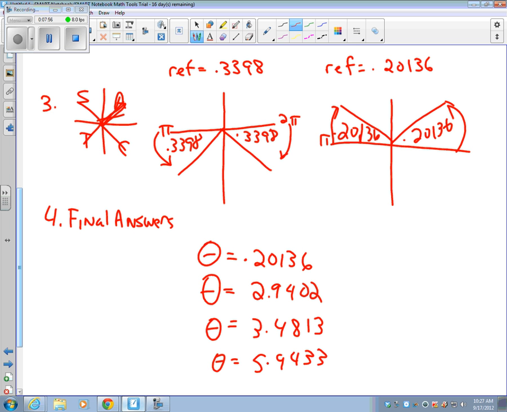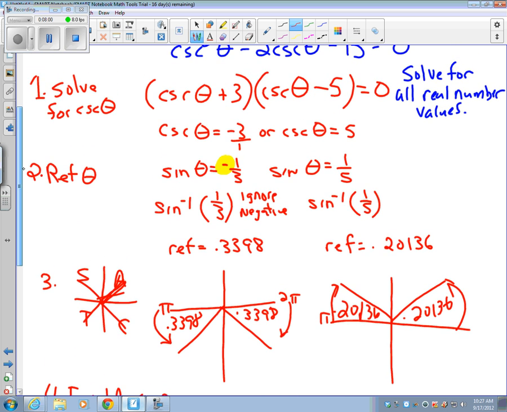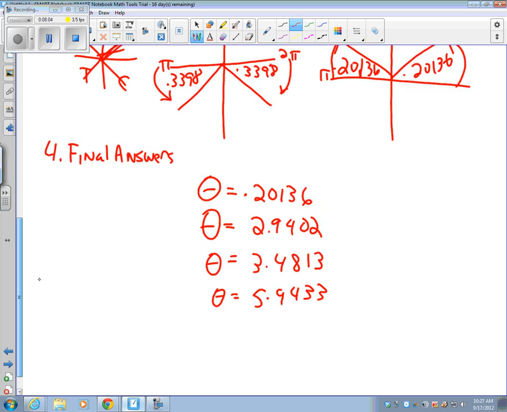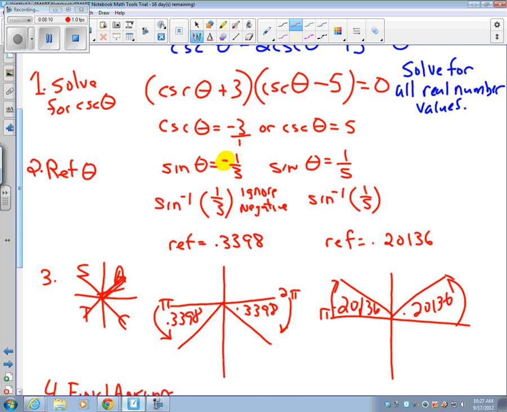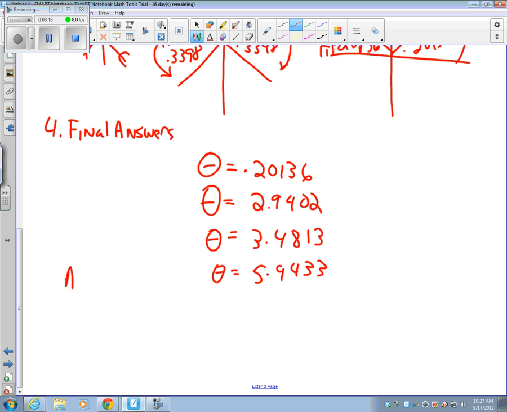Now today, remember last time I said you had to check where they want the answers? Do they want them between 0 and 2 pi? Do they want them somewhere else? So you're going to have to check whether you want all these answers. Well, here's what they're telling you though. They want all real number values. Okay? So this is the concept for today. What if they ask for all, I'll do this in blue.